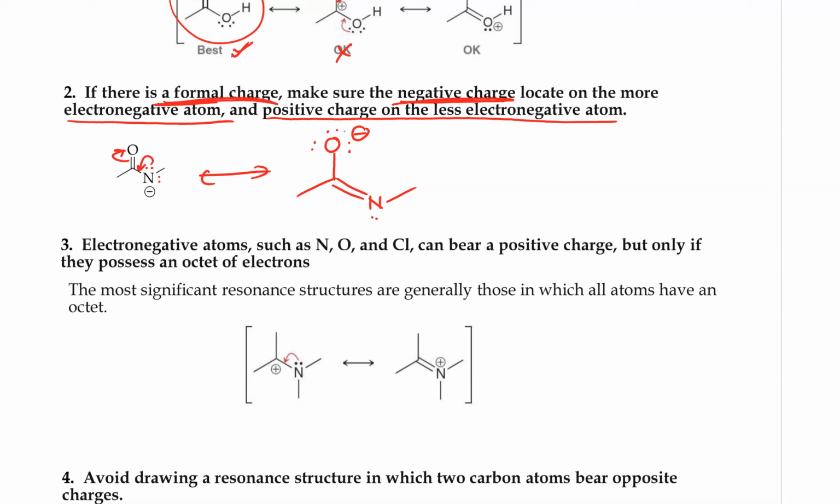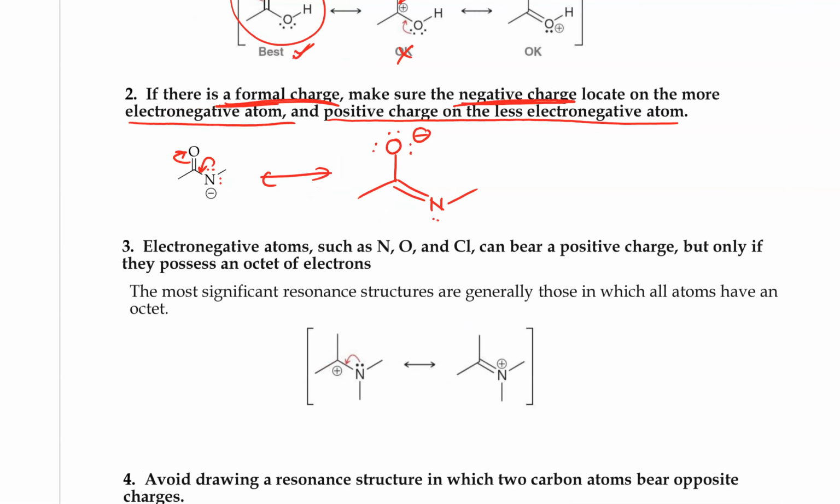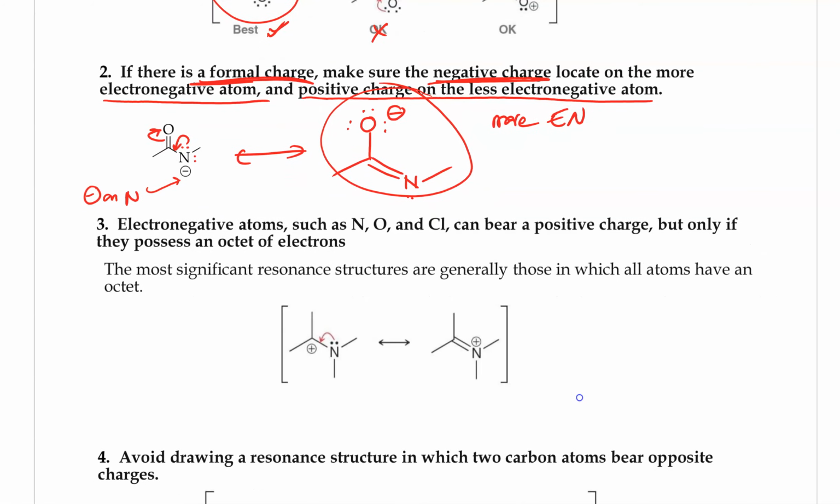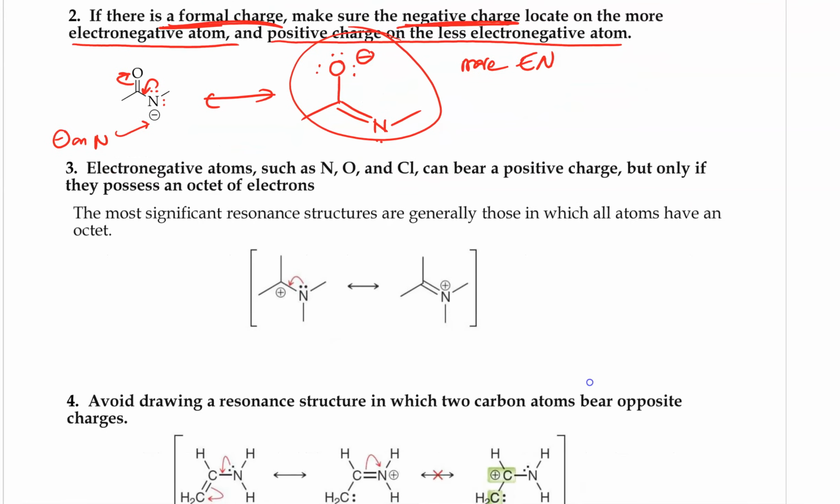So when we compare these 2 resonance structures, which one will be more stable? We will see the following. The one on the left has the negative charge on nitrogen, versus the one on the right has the negative charge on the oxygen. Between oxygen carrying the negative charge versus nitrogen carrying the negative charge, which one would be more stable? The answer would be the oxygen, because oxygen is more electronegative. So that's the meaning of rule number 2.